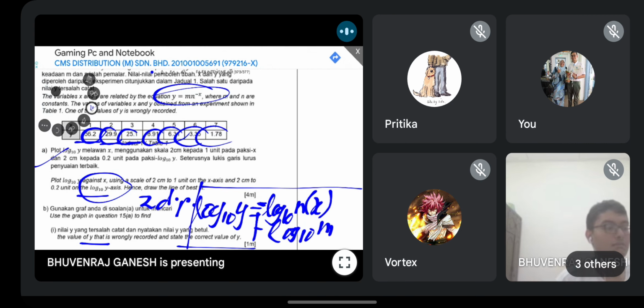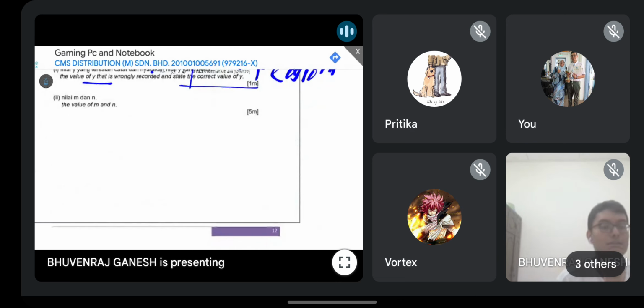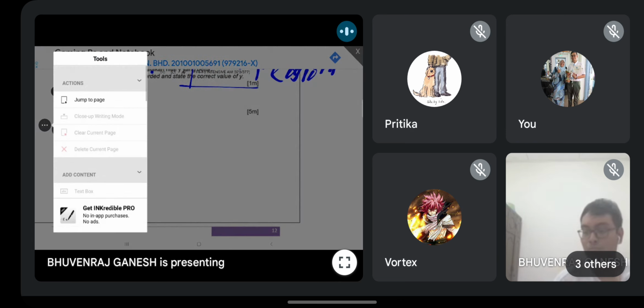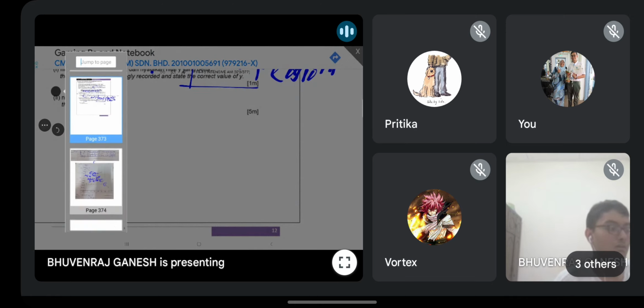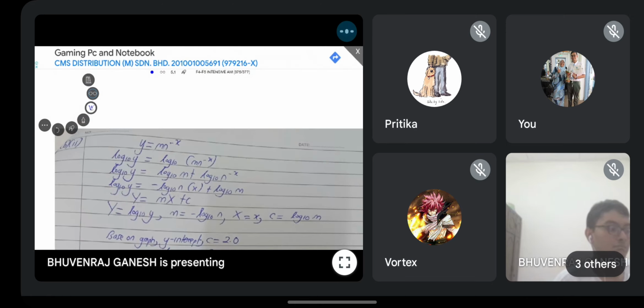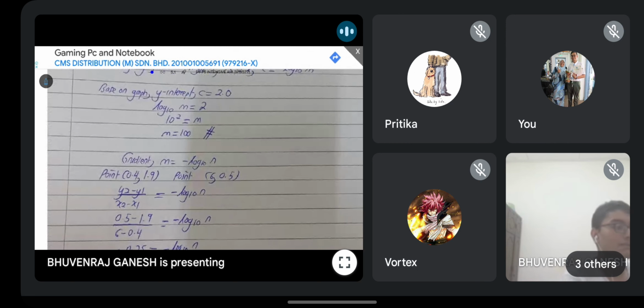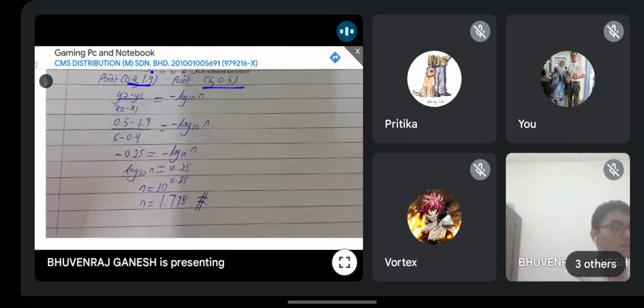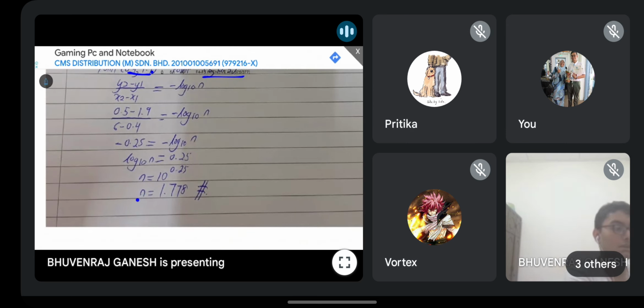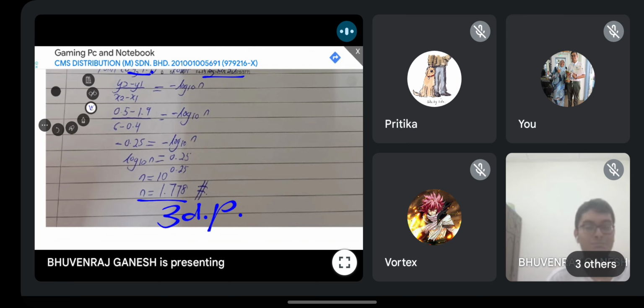Okay, so then you compare. Your gradient is negative log 10n, y-intercept is log 10m. Okay, so then you can find your values based on this. This time the y-intercept is a perfect value, guys. If you draw your graph well, you should get y-intercept is 2. So your m is 100. And then this one, again, choose random 2 points and then convert the log form to index form. Then you will get this one, 3 dp also. Make sure 3 dp. Okay, guys, are you clear?